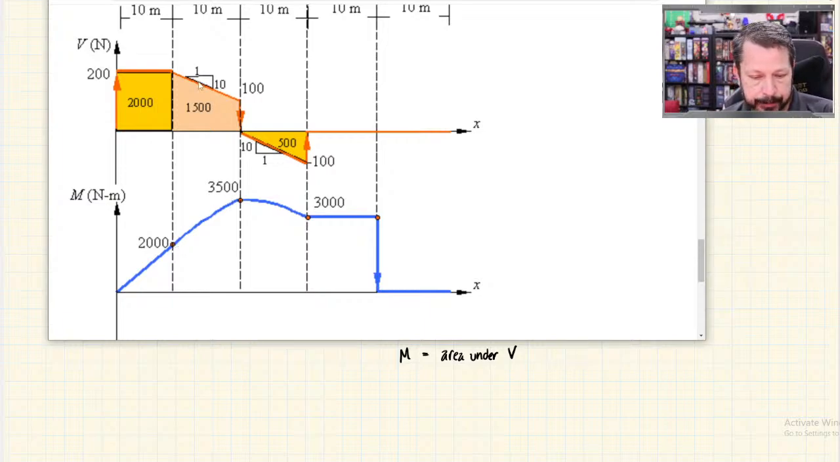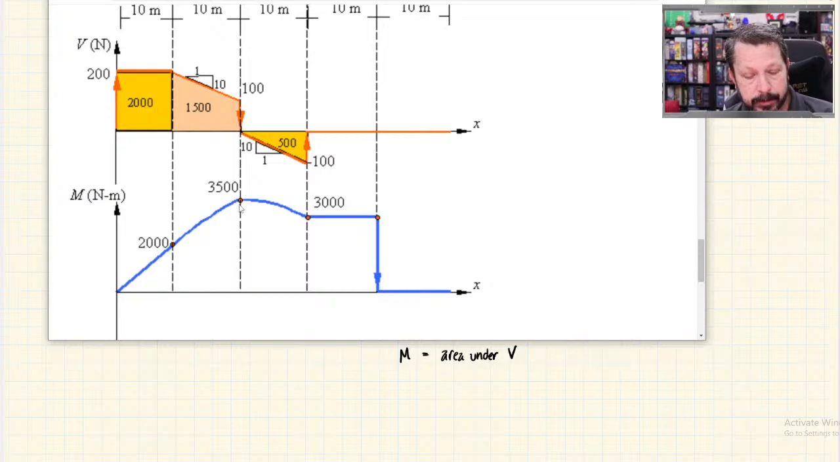Look at the next one. They said that the area here under this part of the curve is 1500 newton meters. And then they started this region, this kind of peachy colored one. They started it at 2,000. They went up because all of these shear forces are positive. They're above the x-axis here. They went up 1,500, so they were at 2,000.